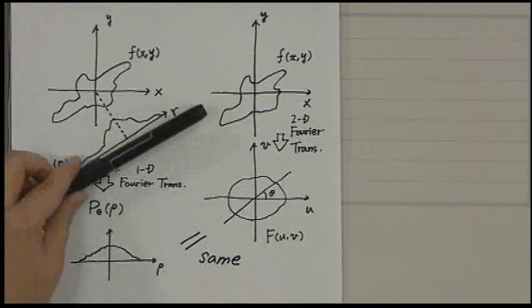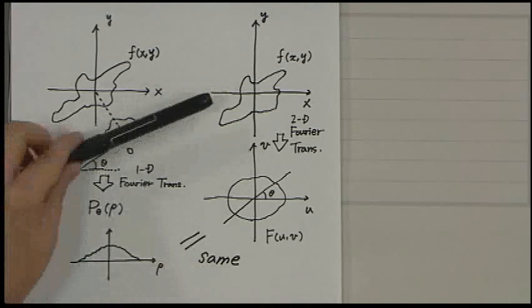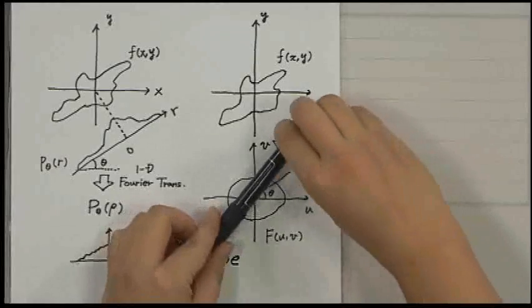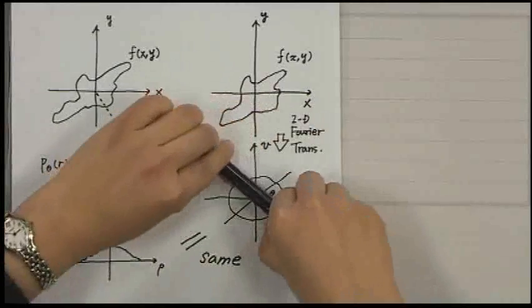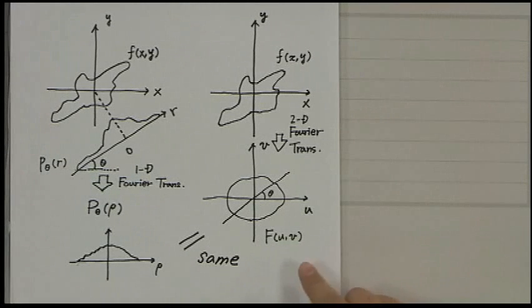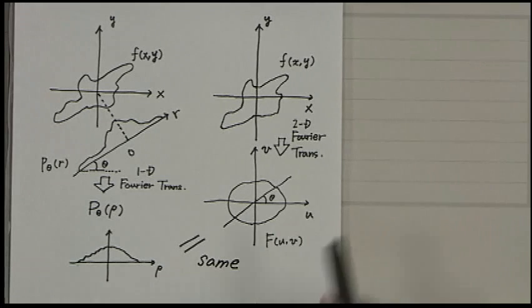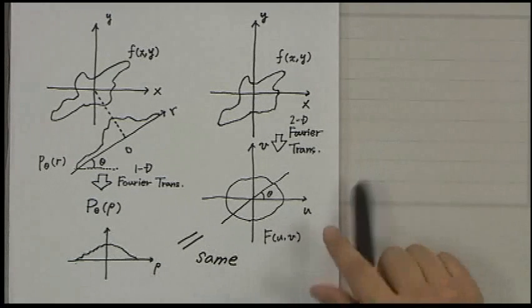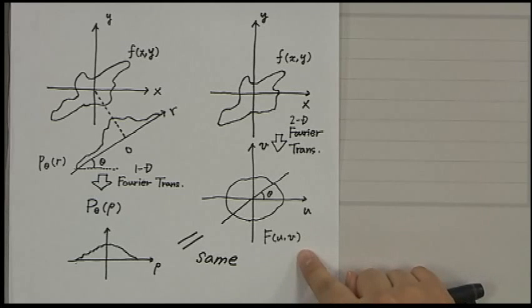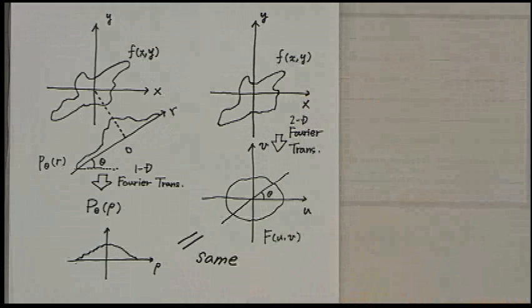So if we slightly change theta and do the same thing, we can plot values on this F(u,v) coordinate. That means we can calculate the values of F(u,v). So if we take the inverse Fourier transform, we can reconstruct f(x,y). Does it make sense?